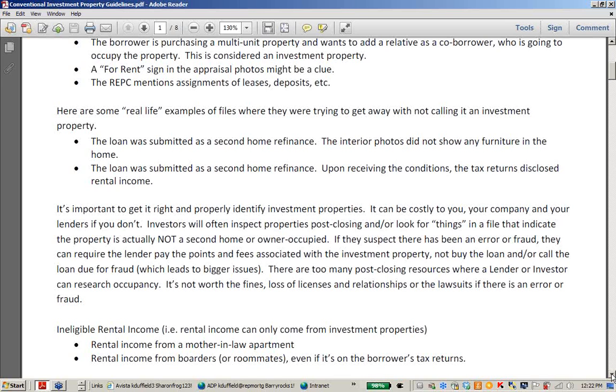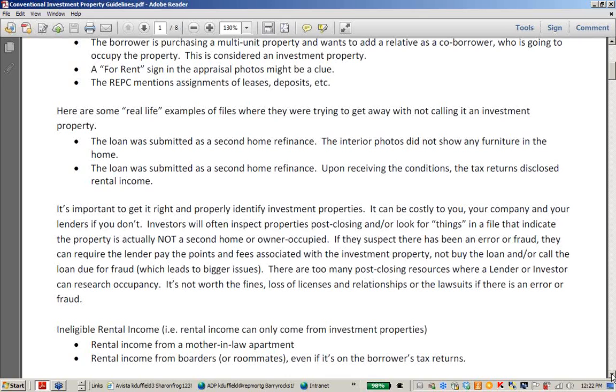It's not worth it if they find out a property really was an investment property when it was closed otherwise. It's just not worth the fines, the loss of licenses, relationships, or lawsuits if there's an error or fraud. This kind of stuff, if you end up going to court or being investigated by the state, ends up on the NMLS, and you just don't want that.